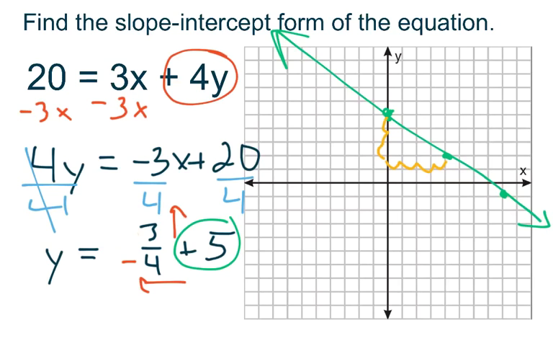So from our original point, we would then move up 3. 1, 2, 3. And then we would move left 4. 1, 2, 3, 4. And oh, look, we would be directly on our line still. So that's why it doesn't matter whether you put the negative on top or bottom.